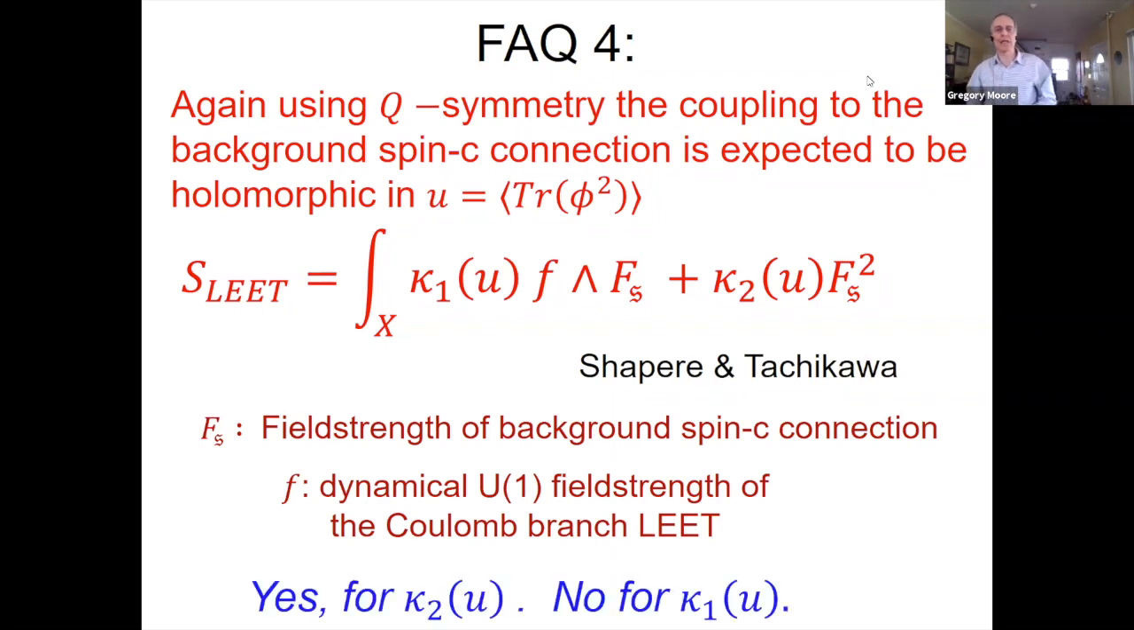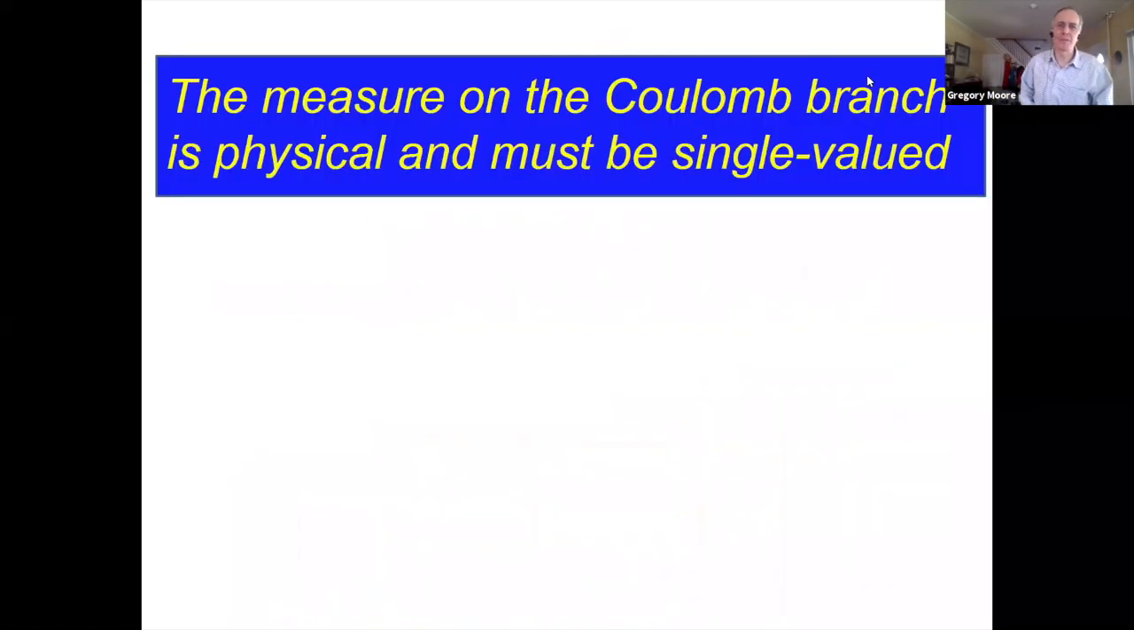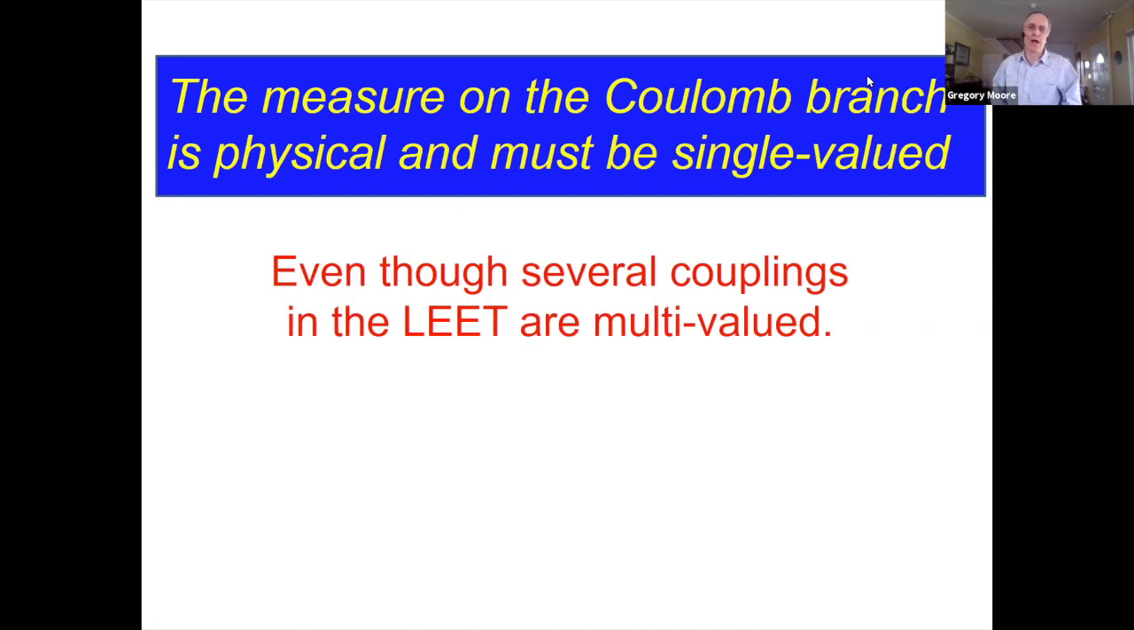Okay, the answer is yes, kappa 2 is holomorphic. No, kappa 1 is not holomorphic. And at least for me, personally, this is a huge big deal. So let me stress this. So I think an important physical principle is that the measure on the Coulomb branch is physical and should be single valued. The Coulomb branch is physical, and I think the Coulomb branch measure should also be physical. And you shouldn't have to go to something like a finite cover of the Coulomb branch to get a good measure. And this is highly non-trivial because several of the couplings in the low energy effective theory are multi-valued.